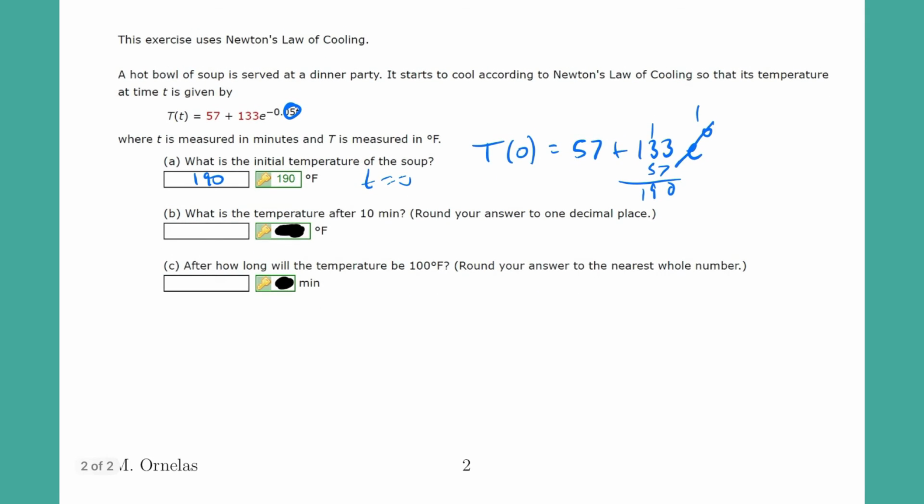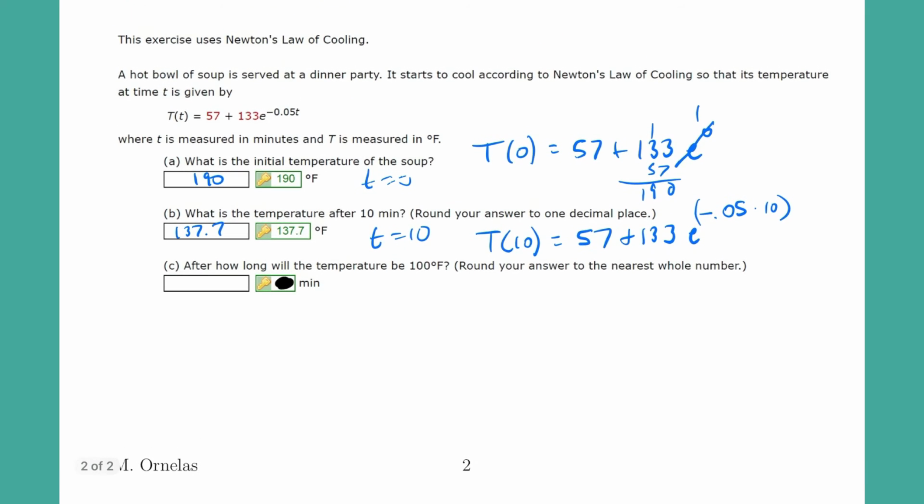All right, what is the temperature after 10 minutes? So after 10 minutes, that just means that t is equal to 10. So T of 10 equals 57 plus 133 e to the negative 0.05 times 10. All right, so let's do that. I'm getting 137.66. Round to one decimal place, so 137.7.